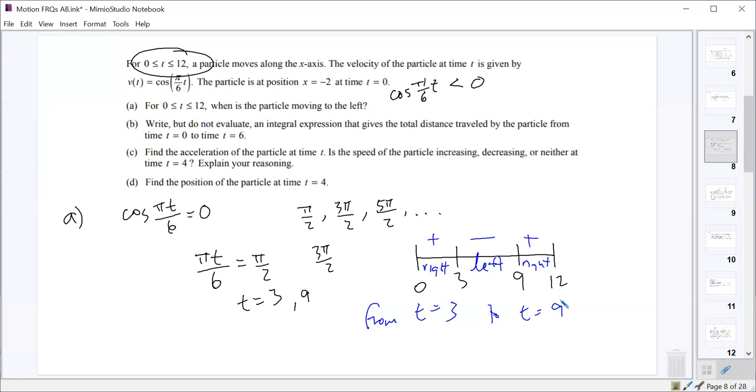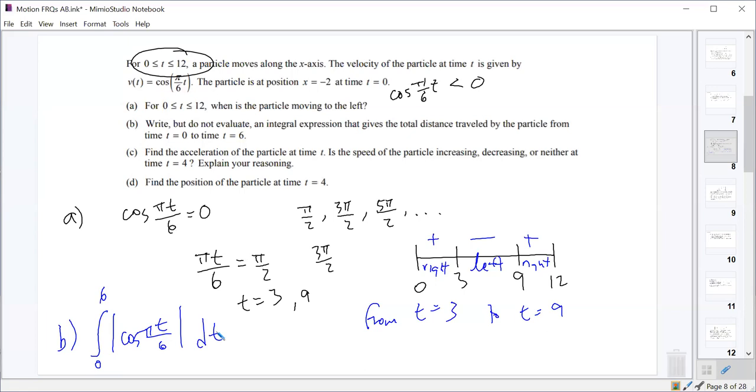All right, part B, we want to write but not evaluate an expression that gives the total distance traveled by the particle from t equals 0 to t equals 6. So what is total distance traveled? Total distance traveled is an integral of the speed, right? And speed is the absolute value of velocity. So part B should be an integral from 0 to 6 of the absolute value of cosine of pi t over 6 dt.